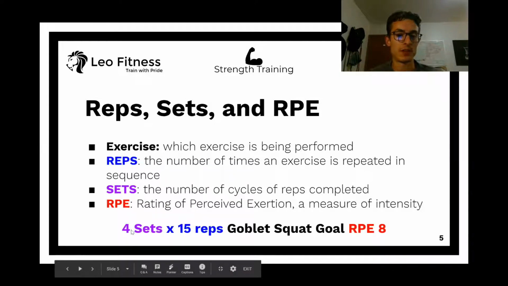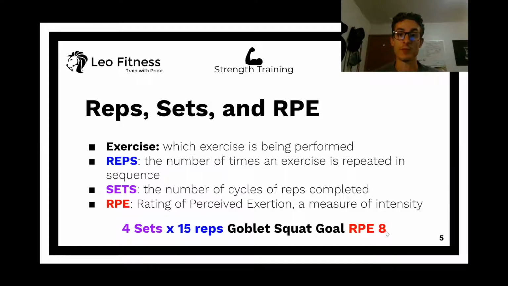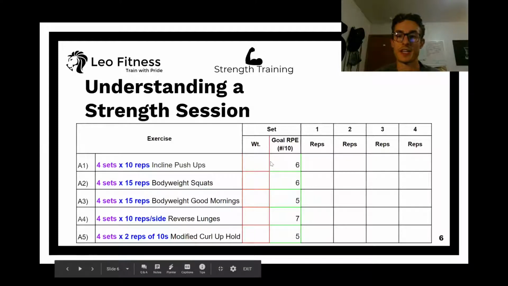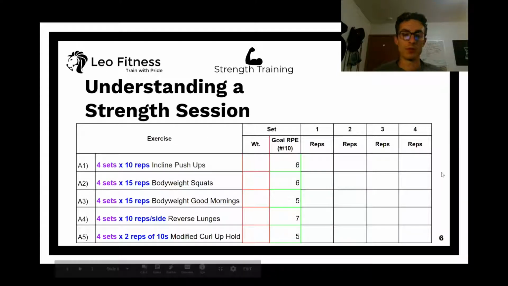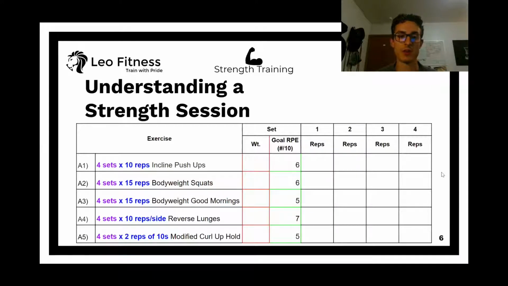So in this particular exercise, it's 4 sets of 15 repetitions of the goblet squat and the goal RPE of 8. That means I need to choose a weight that puts me at a target RPE, a rating of perceived exertion, my subjective measure, of 8. Later on, you'll write down what your actual RPE was for the session and whether or not you actually met those goals. This is what this looks like in practice. So this is a basic chart that I'm going to use for most of my strength workouts at the very least.